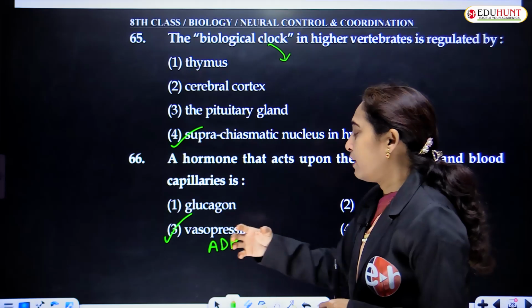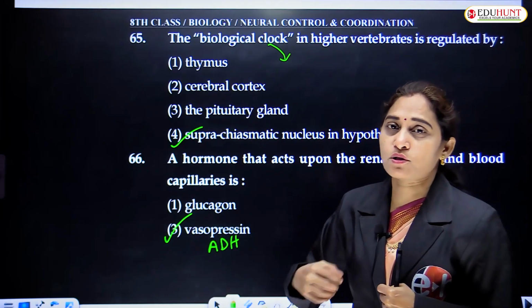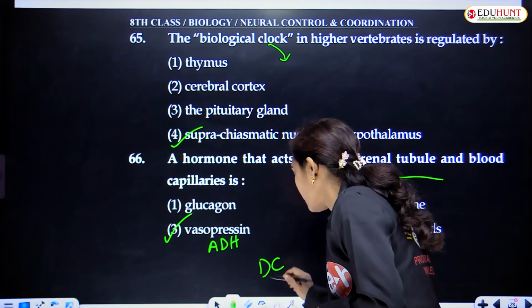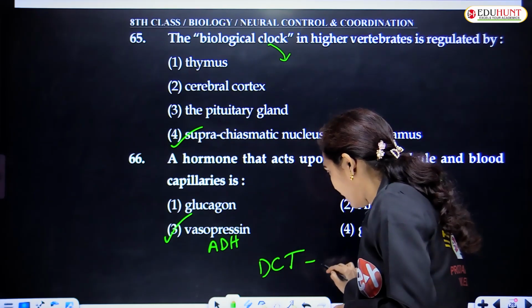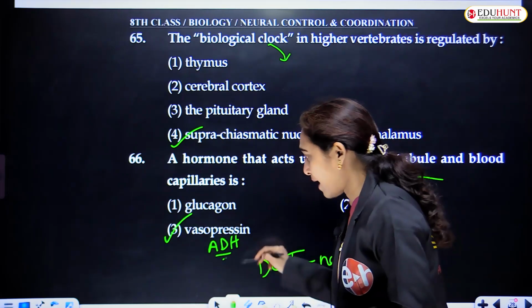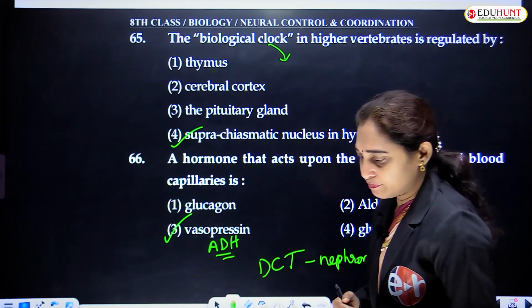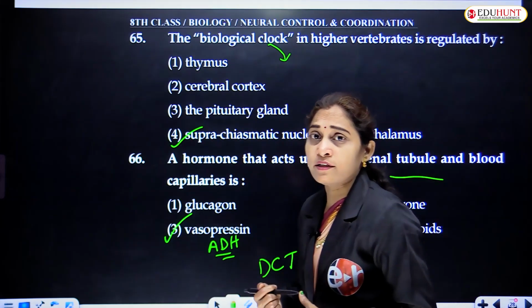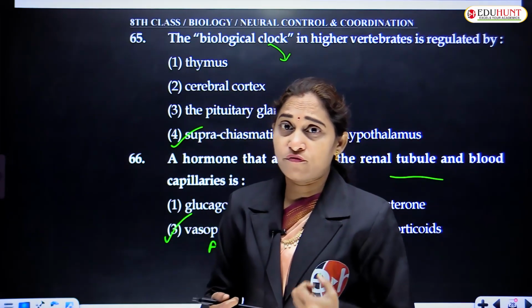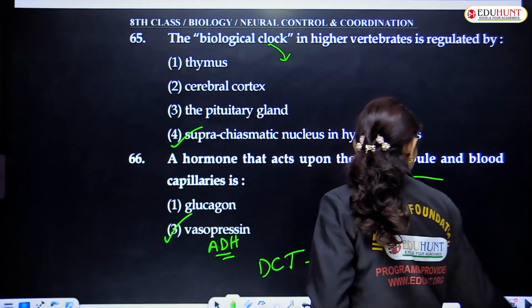This hormone stimulates the reabsorption of water in the distal convoluted or distal collecting tubule of nephron. That is why it is called antidiuretic hormone. It causes excretion of concentrated urine.